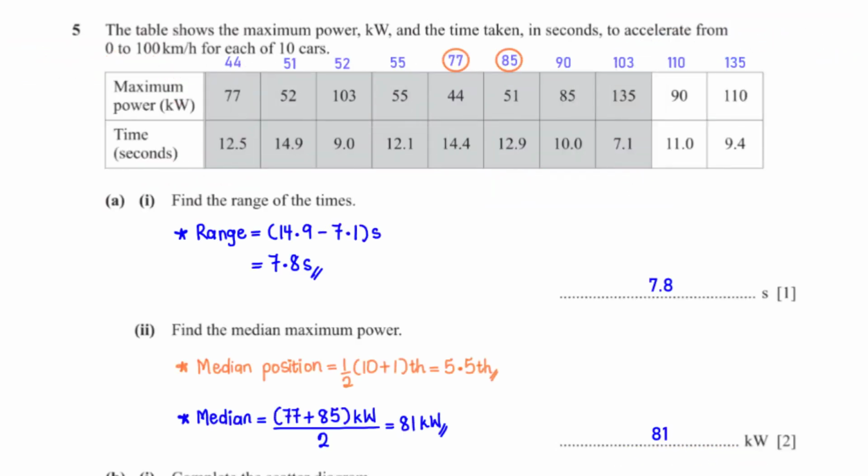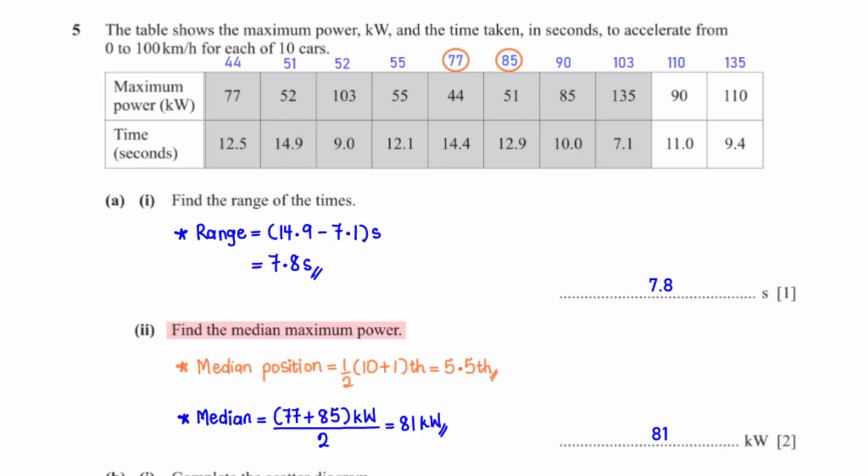The table shows the maximum power in kilowatts and the time taken in seconds to accelerate from 0 to 100 kilometers per hour for each of 10 cars. Find the range of the times. The range of the times is equal to the highest time, which is 14.9 seconds, minus the lowest time, which is 7.1 seconds. This gives us 7.8 seconds.